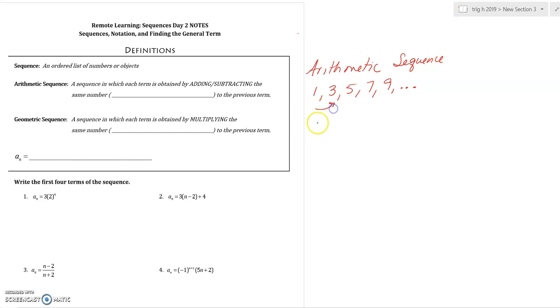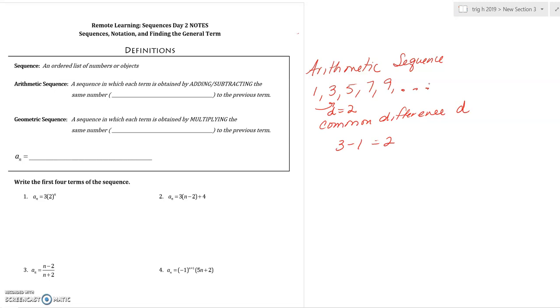Notice that the common difference can be found by subtracting 3 minus 1, and that is 2. So we say the common difference D is 2. Now let's say, for example, over here it went 9 and then it said something like 15. Notice now this is not arithmetic anymore because that does not follow the pattern. You would have to have the same number that you're adding or subtracting each time.